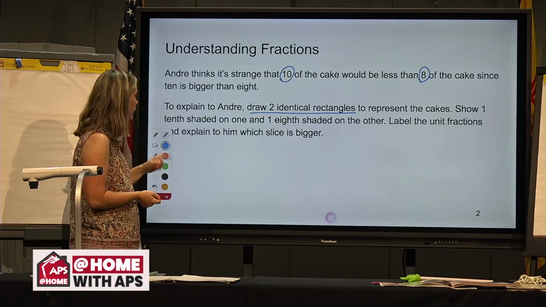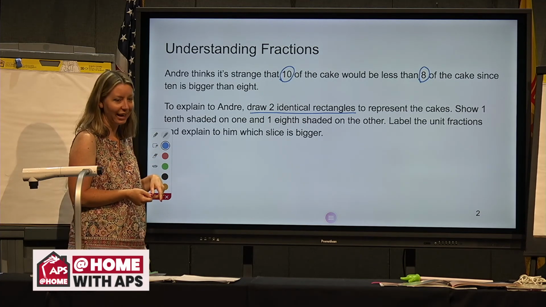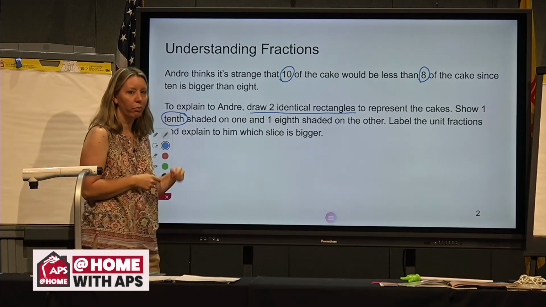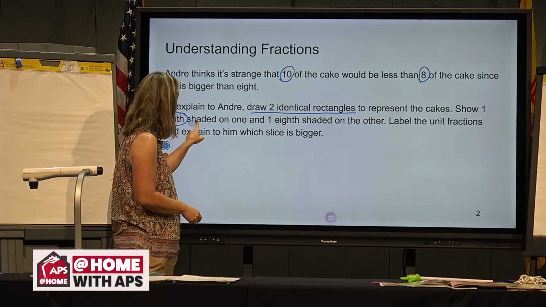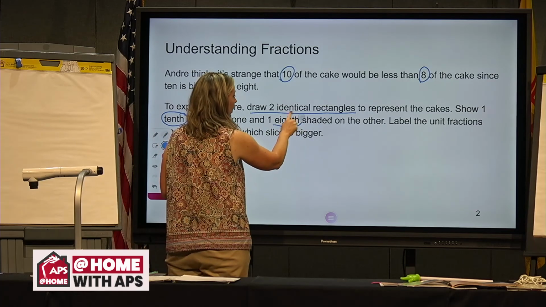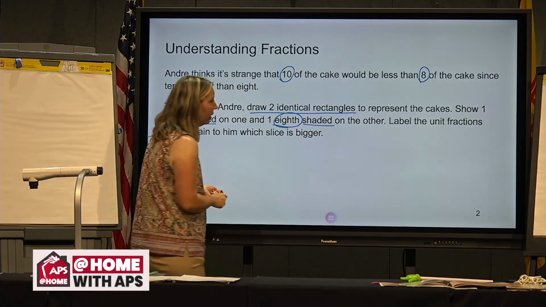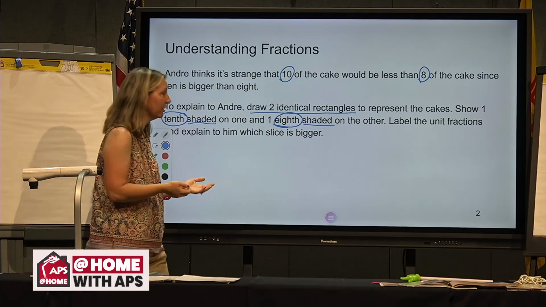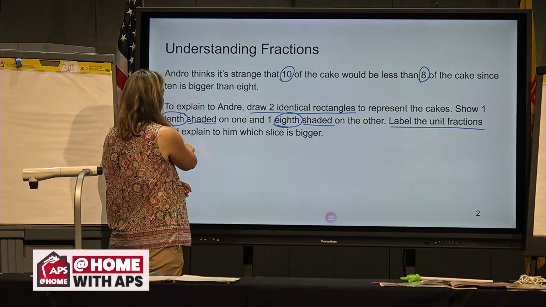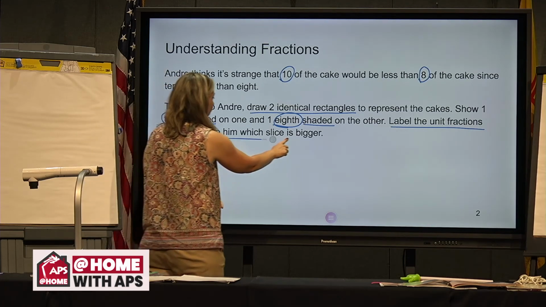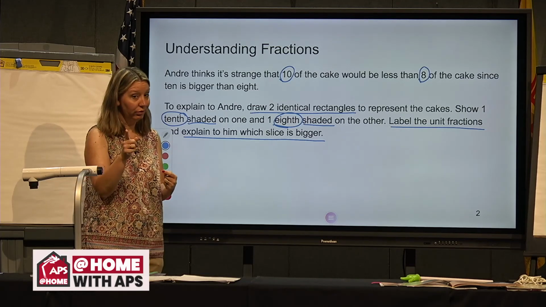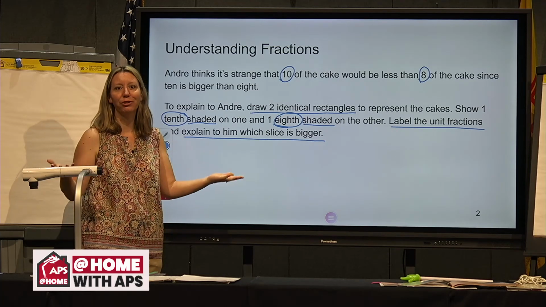Show 1/10 shaded. That's a number we have to circle, right? We have to circle this because we know that 1/10 is shaded, and I'm going to underline that, on one, and 1/8 is shaded on the other. And then what do we have to do? Label the unit fractions and explain to him which slice is bigger. All right, so we know what we're doing. What do we have to do?